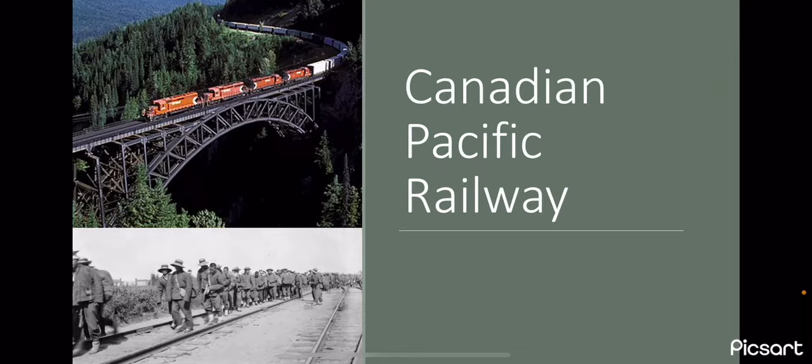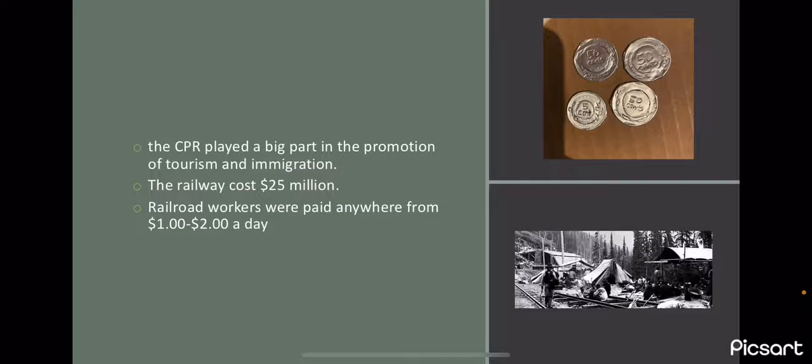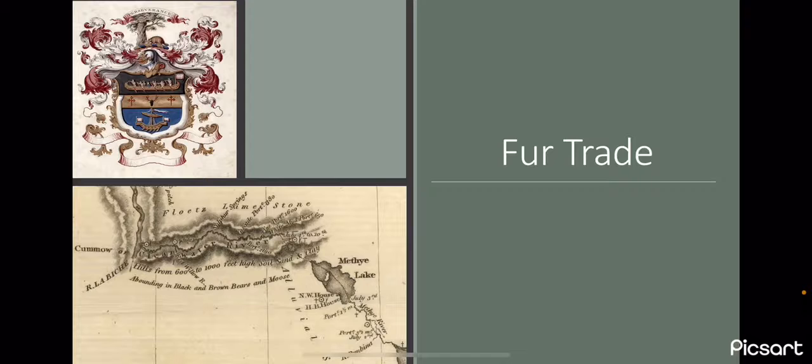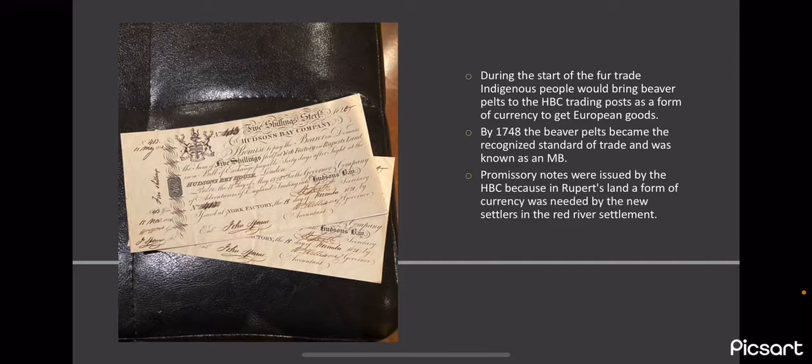Canadian Pacific Railway. The CPR played a big part in the promotion of tourism and immigration. The railway cost $25 million. The railroad workers were paid anywhere from $1 to $2 a day and had to buy their own food and gear.